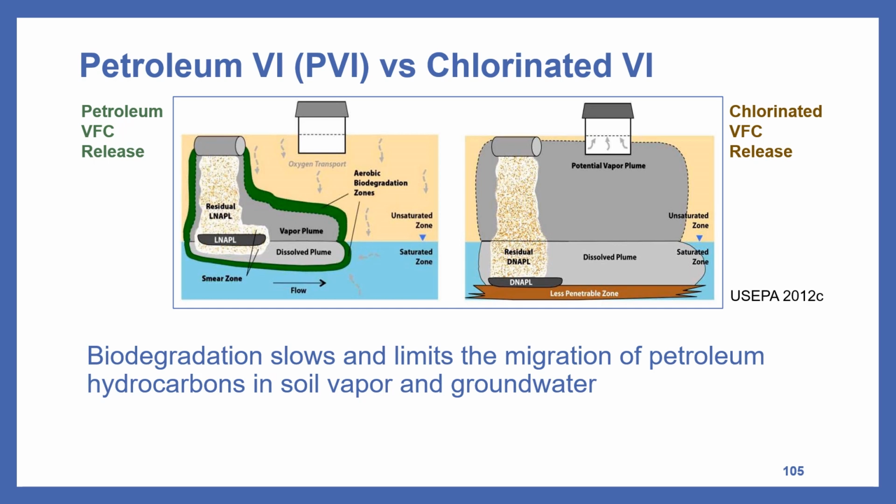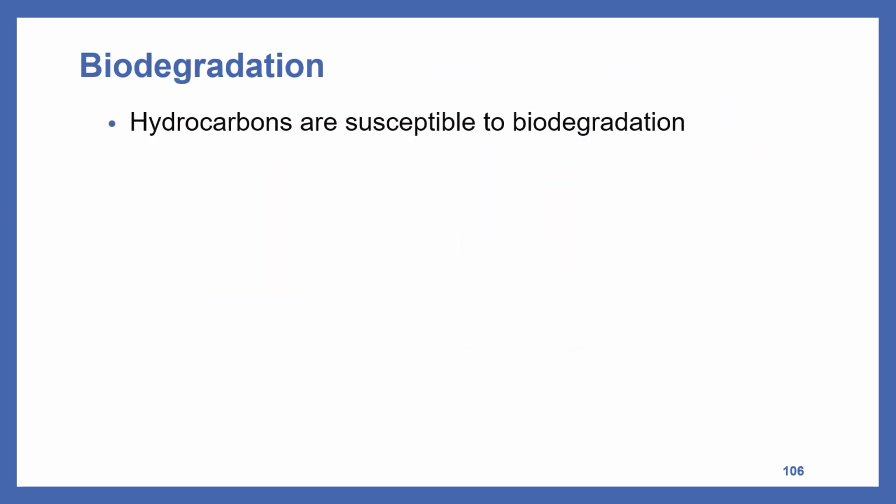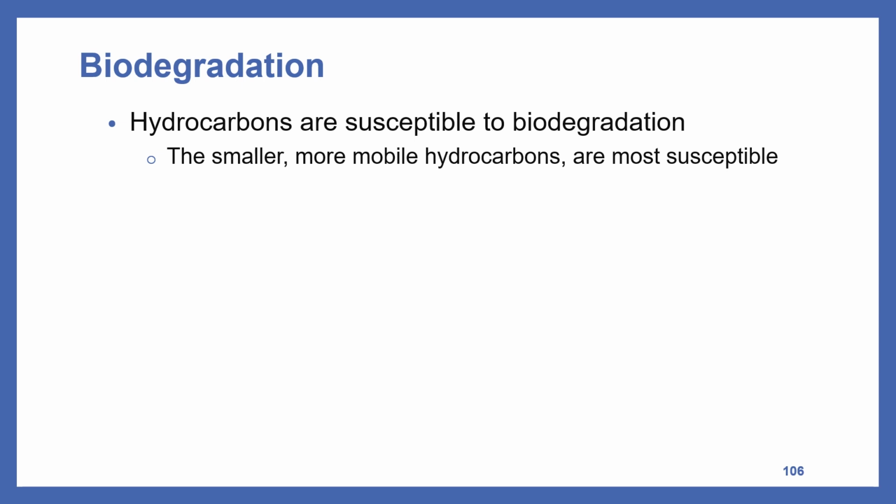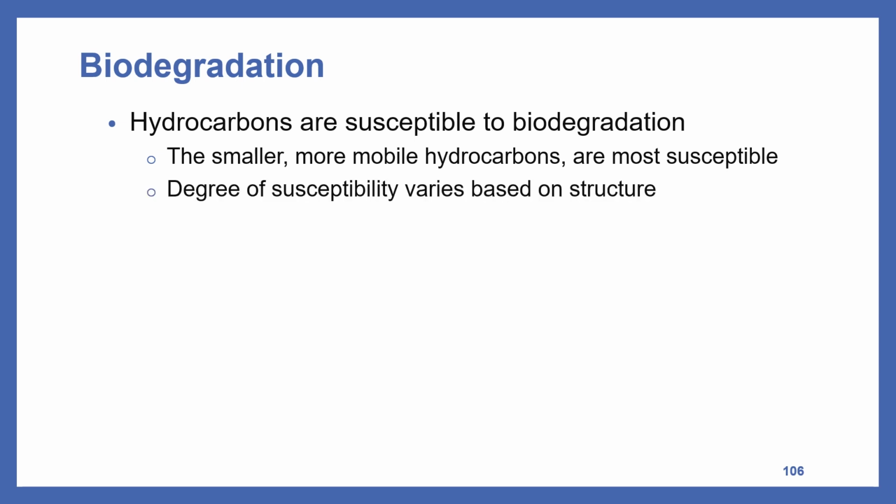So let's cover a little bit more regarding biodegradation. As I said on the previous slide, hydrocarbons are susceptible to biodegradation, particularly the smaller and more mobile hydrocarbons, the volatile and soluble hydrocarbons being the most susceptible. The degree of susceptibility varies based on chemical structure, and particularly branching results in slower biodegradation. And typically there are residuals, so not all hydrocarbons degrade in a timely fashion into carbon dioxide and water.